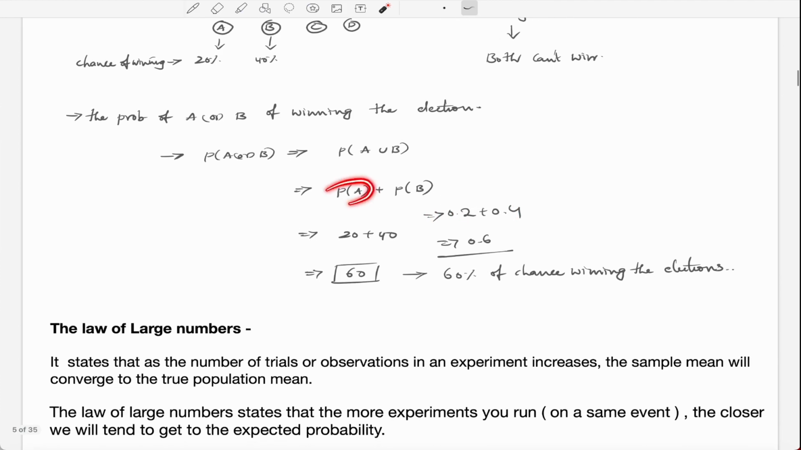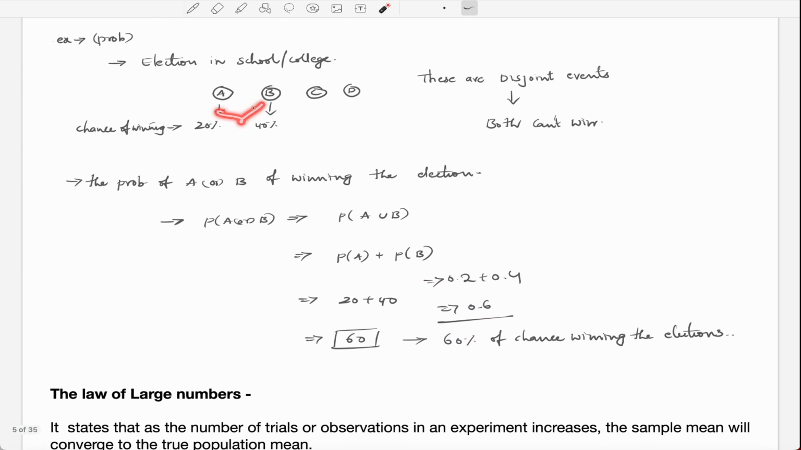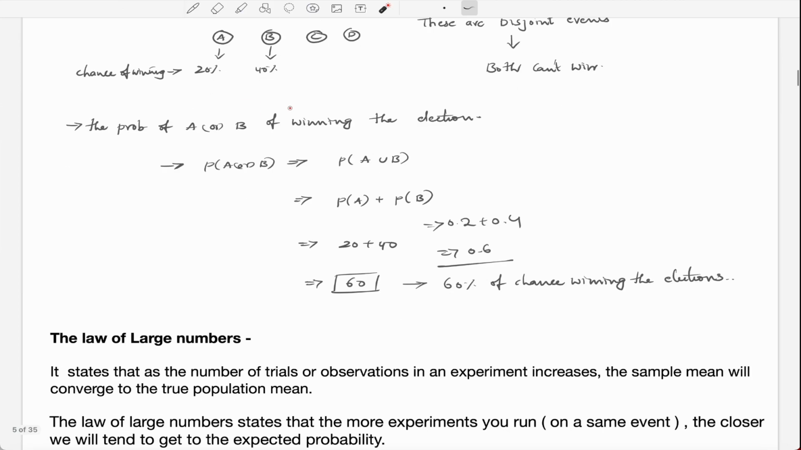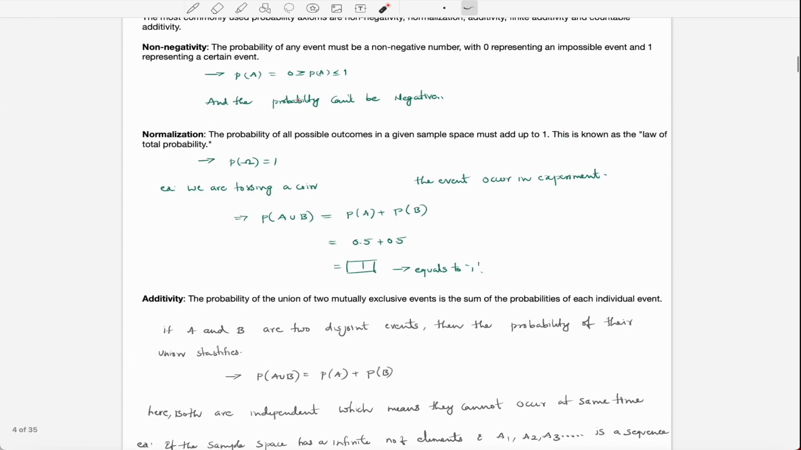So the probability of A winning is 20%, and the probability of B winning is 40%. We have written these two and added them, and they have a 60% chance of winning the election, meaning there is a 60% chance of A or B winning. I hope you have a basic understanding of what I'm saying.